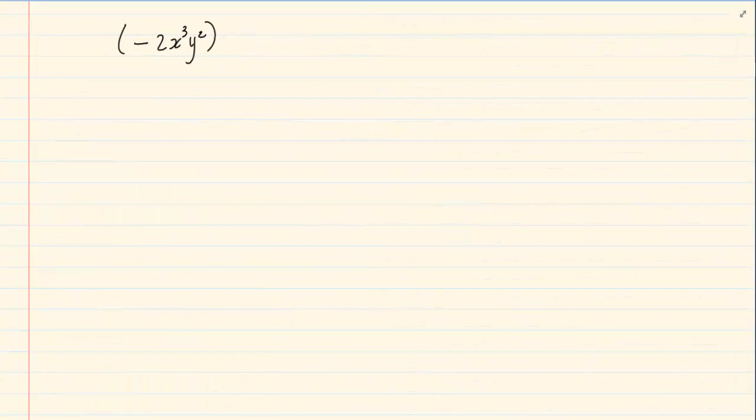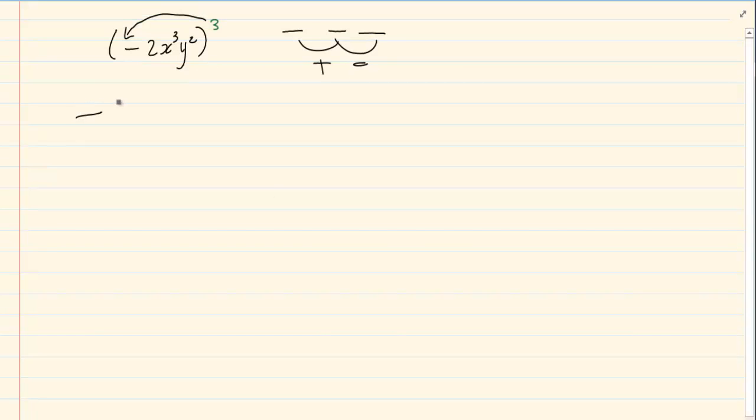Now let us take the same sum again, but instead of putting an even power, we now put an odd power, 3. Now let's look at what happens to the negative. We have 1, 2, 3. Negative times negative gives me a positive. Positive times negative gives me a negative. So my answer is a negative. Then we're going to have 2 to the power of 3, x 3 times 3, y to the power of 2 times 3, giving us a final answer of negative 2 to the power 3, x to the power of 9, y to the power of 6.